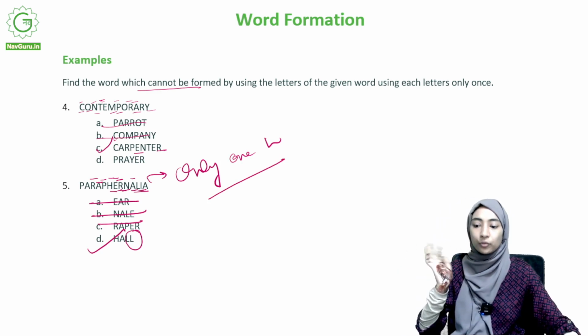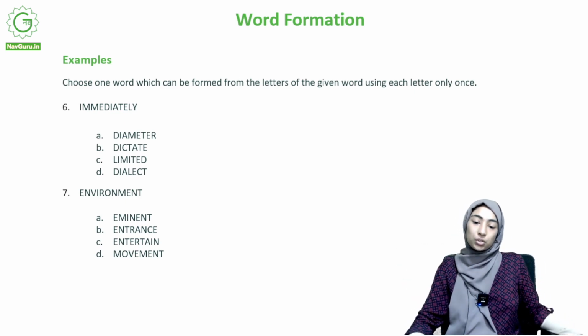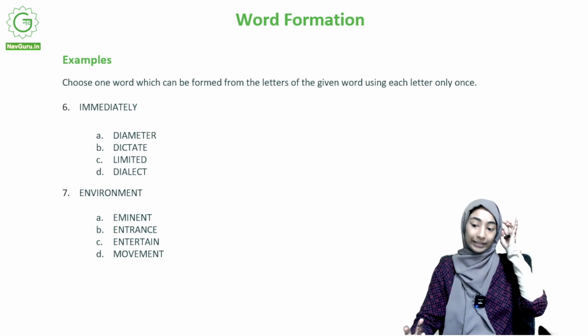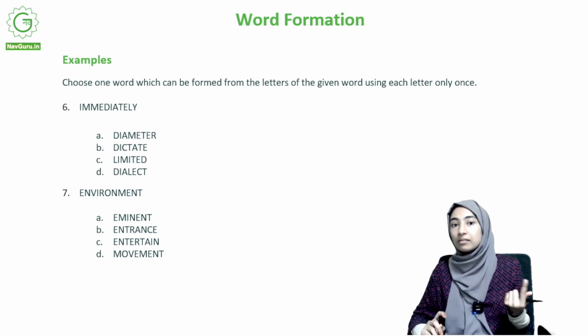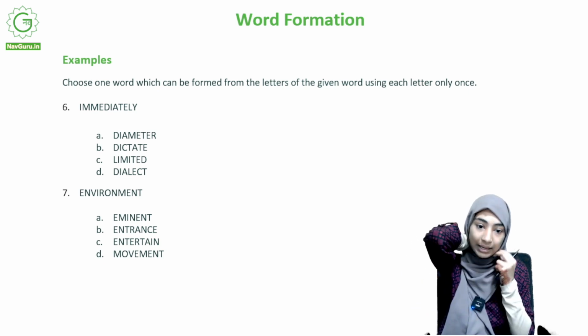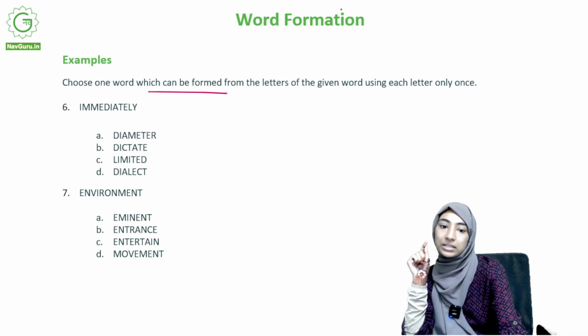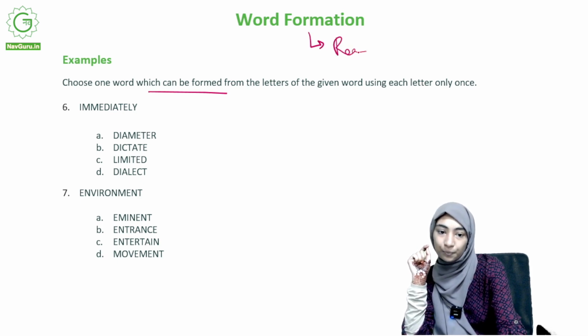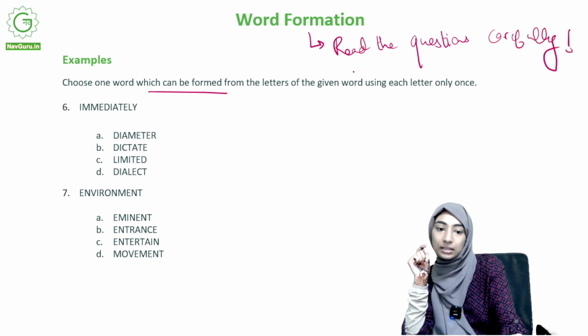So you would have understood by now how easy these questions are, right? It's very simple. That's why I've given you different types of questions. Some of them will be which can be formed, which cannot be formed, things like that. You might even be given some figures. We'll also do some questions with figures. Choose one word which can be formed from the letters of the given word, using each letter only once. So here it can be formed. When you do questions of word formation, what is important is that you read the questions carefully, because you might mix up between can and cannot. Make sure you don't do that, especially since this is an easy topic.